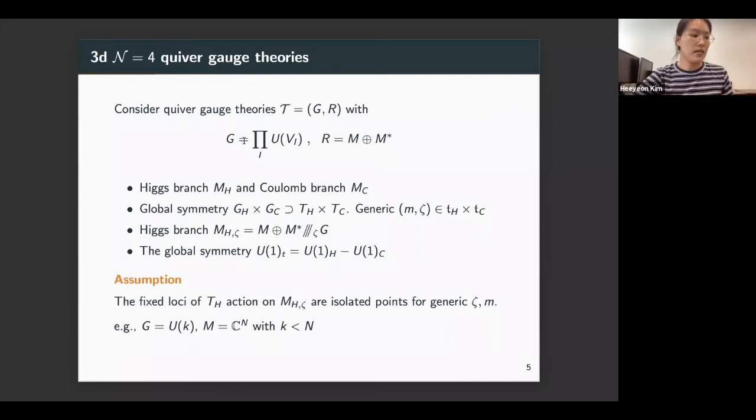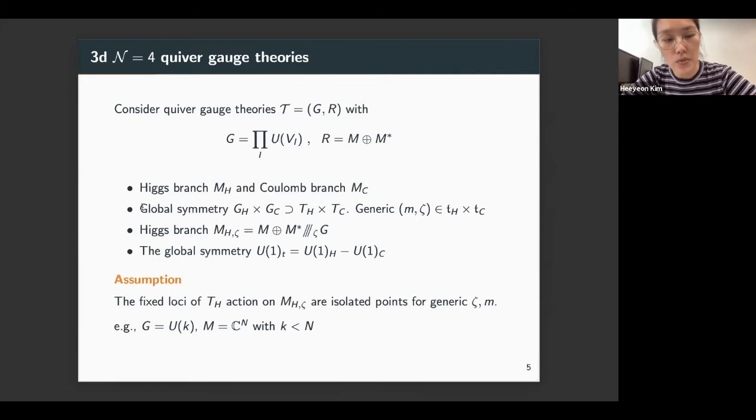So first of all, I'm going to describe a class of theories that I'm going to discuss today, which is closely related to the class of theories that was discussed in Matt Bullimore's lecture last week. So we are going to consider quiver gauge theories, which are given by a choice of some gauge group G and a quaternionic representation R, which is the product of the unitary gauge groups. And there are two hyperkähler manifolds associated to this theory, the Higgs branch M_H and the Coulomb branch M_C. And what's most important for us will be this global symmetry, G_H times G_C.